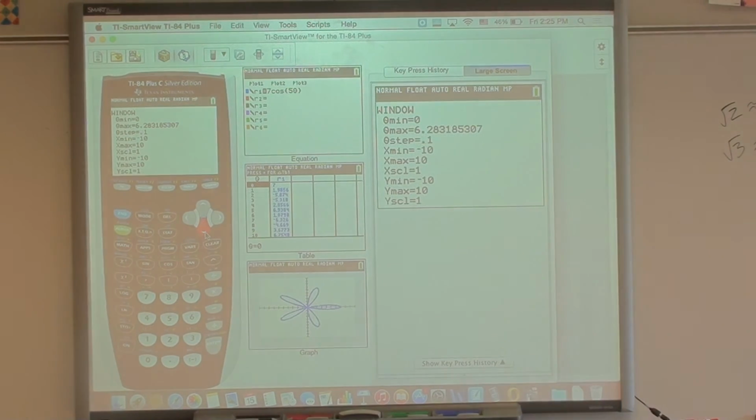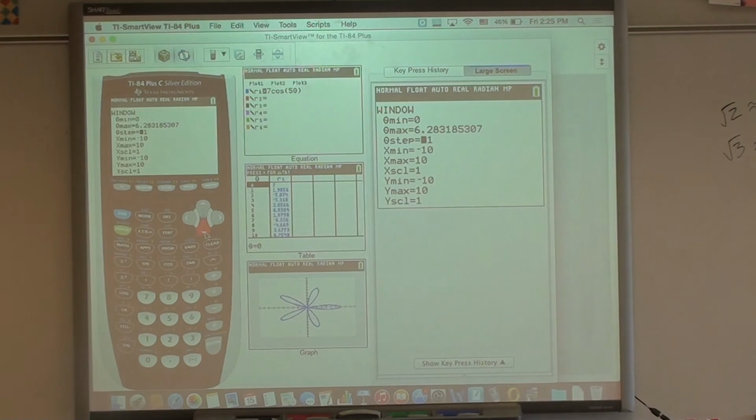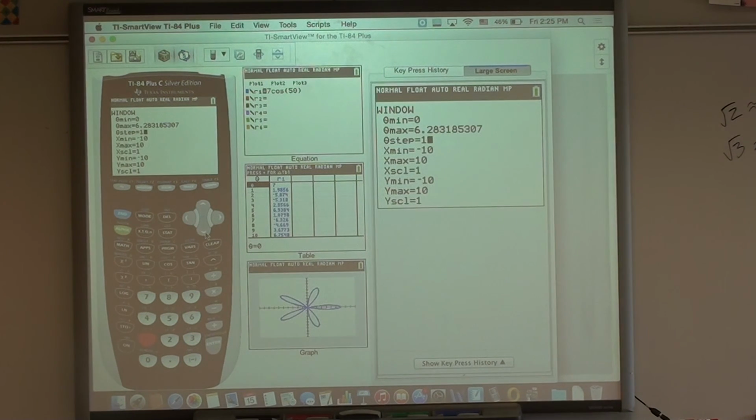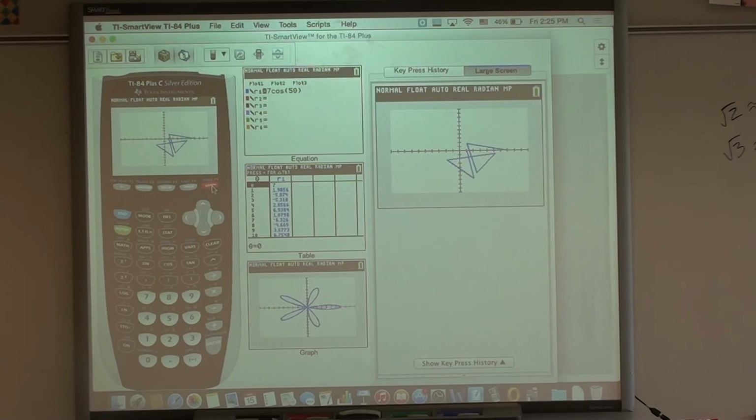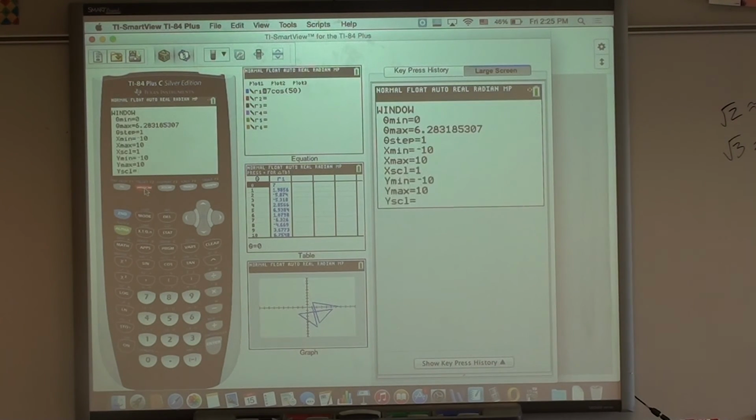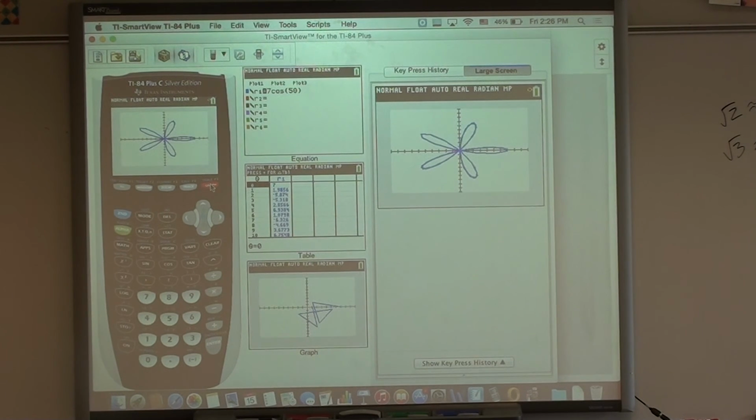So if we do a theta step here of 1, I'm going to do a theta step of 1 just to show you. The x min, x max, that's just your viewing window, that's fine. You could do negative 10 to 10 for those. If I graph this, there's my graph with a theta step of 1, right? So it literally plots the points and connects the dots. So for a theta step, I usually default to 0.1, because anything smaller is going to take a long time. So 0.1 will give you a fairly decent smooth curve, and it doesn't take long.